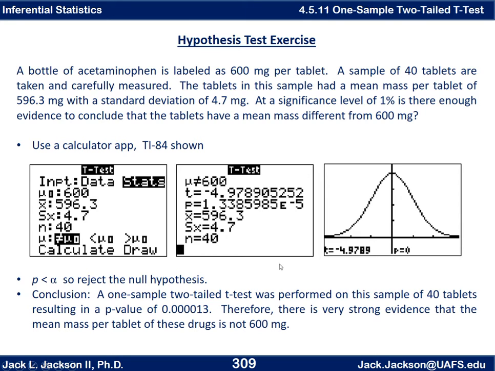So P is definitely less than alpha, so we reject the null hypothesis, and the conclusion is that a one-sample, two-tailed t-test was performed on this sample of 40 tablets, resulting in a p-value of 0.0000013. Therefore, there is very strong evidence that the mean mass per tablet of these drugs is not 600 milligrams. For any kind of reasonable alpha, that p-value will be less than alpha, so we're going to end up rejecting the null hypothesis in this case.